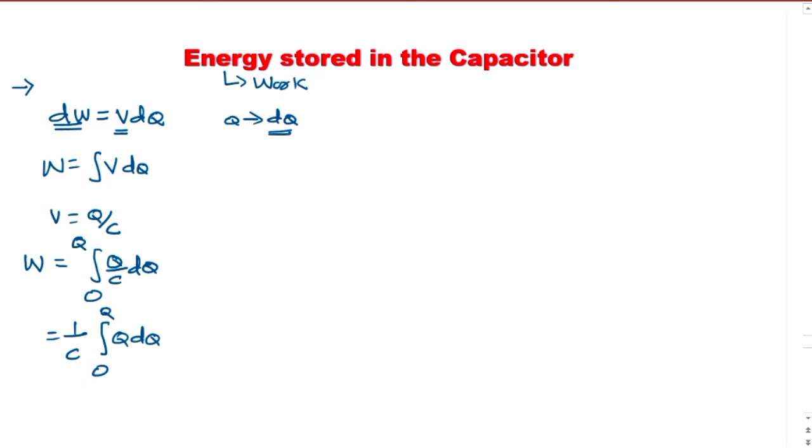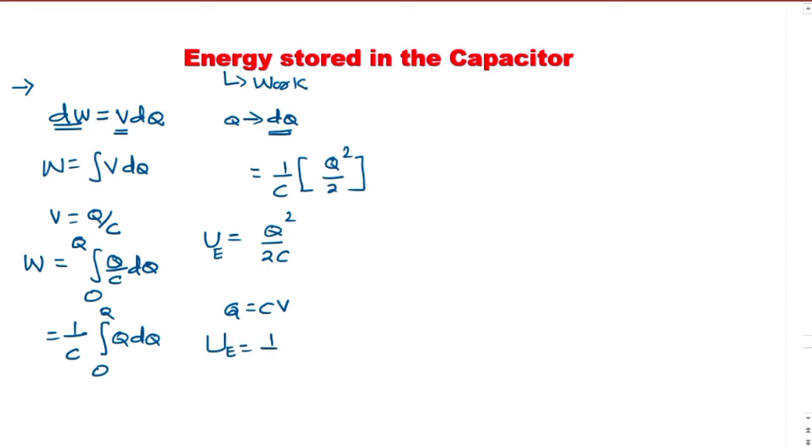Very simple integration. So it is 1 by C into the integral of q dq, which is q square divided by 2. So q square divided by 2C is called the electrostatic potential energy stored in the capacitor. E is equal to q square divided by 2C. Or you can express the same thing, since q is equal to CV, as 1 by 2 CV square. Now I am going to write this expression in terms of energy density.